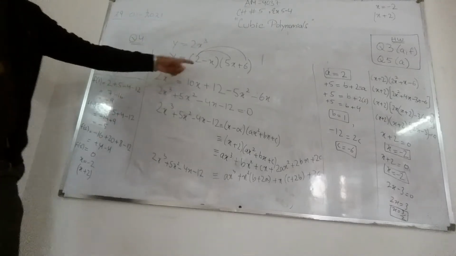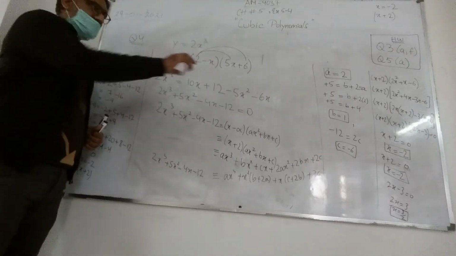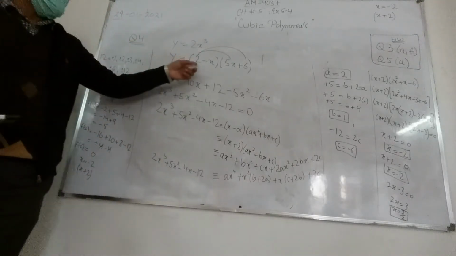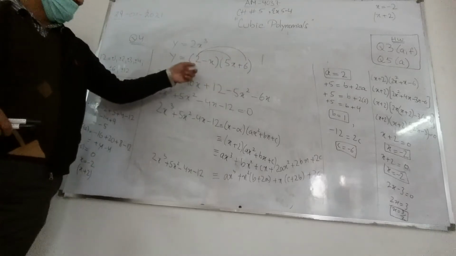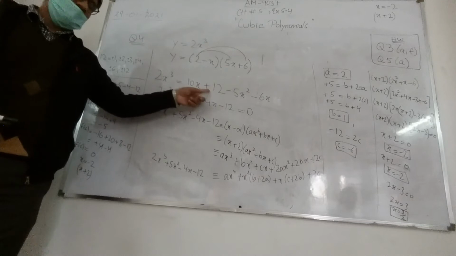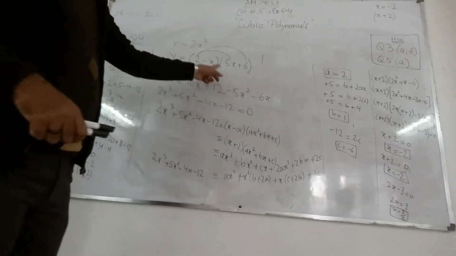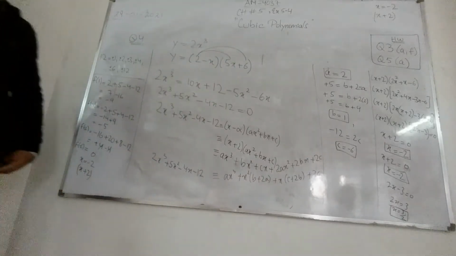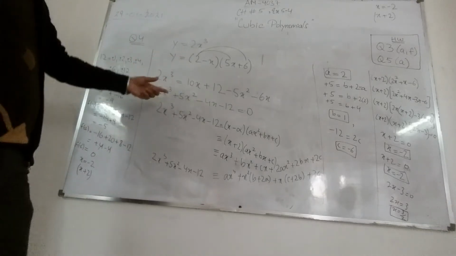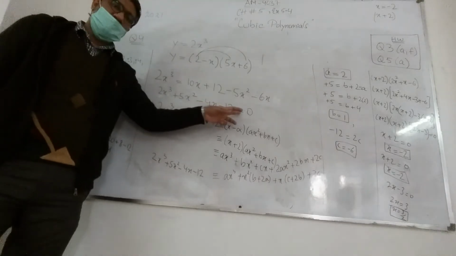2x cube is equal to, since these are two brackets, I can expand them. Expand means I have to multiply them, and I know how to multiply two brackets. First I have to multiply this 2 with 5x and 6. 2 multiplied by 5x will be 10x and 2 multiplied by plus 6 will be plus 12. Minus x multiplied by 5x will be minus 5x square, and minus x multiplied by plus 6 will be minus 6x. And now I have to shift them on one side. After simplifying, my cubic equation is 2x cube plus 5x square minus 4x minus 12 equals to 0.